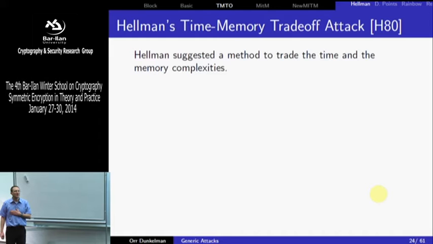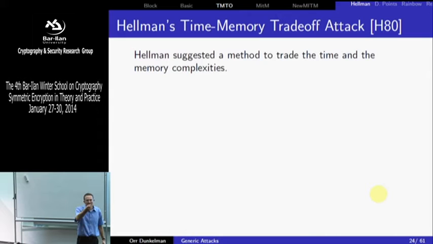In 1980, Hellman actually suggested a combination of exhaustive key search, the dictionary attack, and the table attack. In exhaustive key search, you work very, very hard, but you use no memory. On the other hand, in the table attack, you use huge memory, and in the online phase, you just perform one memory access after a huge pre-computation. So you already bought a machine that does lots and lots of computation, and then you throw it away and you just wait for one memory access.